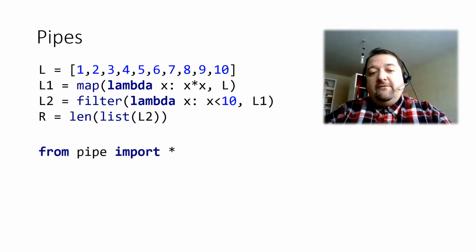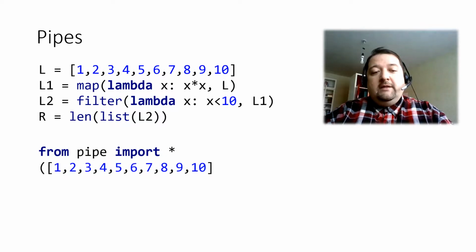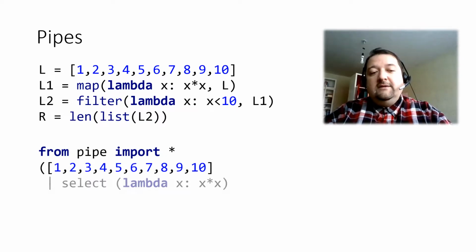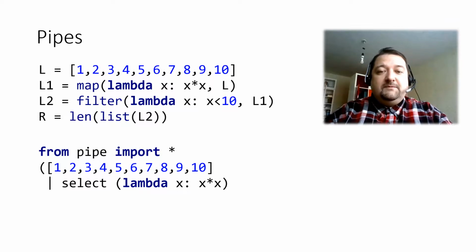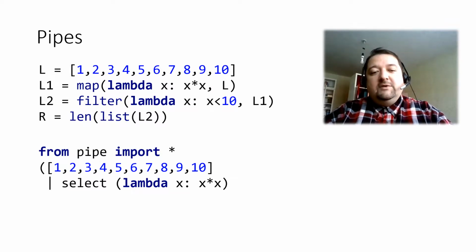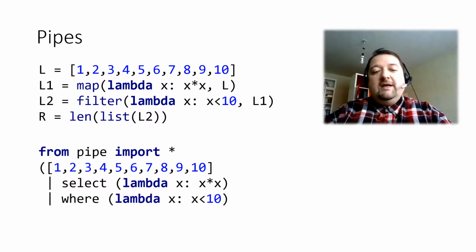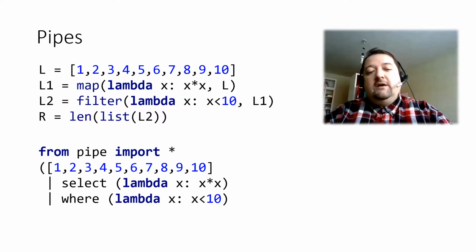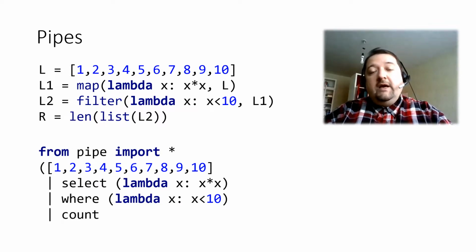We just need to say from pipe import star, and then we can write it in this clear way. We start with the list, then pipe it to the select operation. Select is the name of the operation which basically does map. We select squares, then we select those elements where x is less than 10, and we count the number of elements. And that's it. This is very clean and very easy syntax.